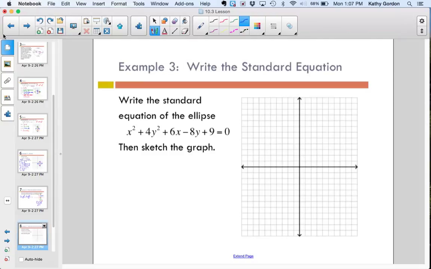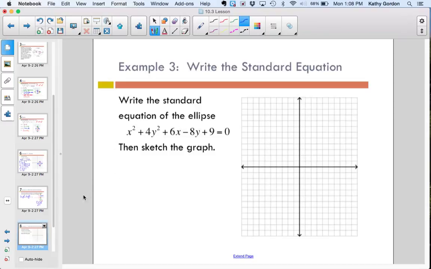Both x and y are squared. So we're actually going to leave all of the x and y terms on the same side. The only term we're going to kick out is the constant. We're going to move it to the other side. But then we're going to regroup things so that x's are all together and y's are all together. Okay? And so it's going to look something like this.